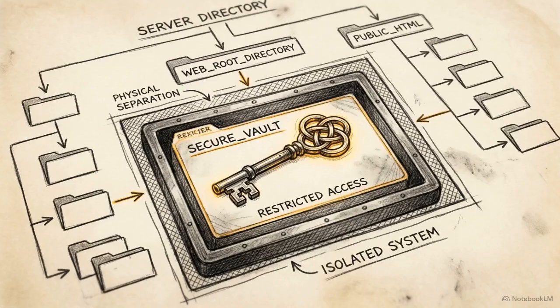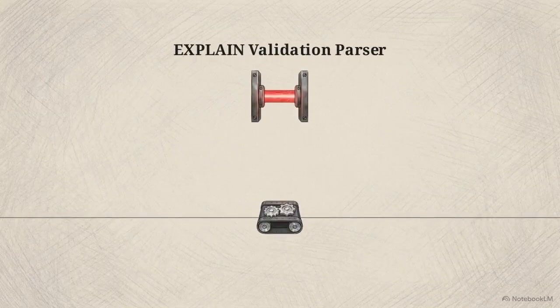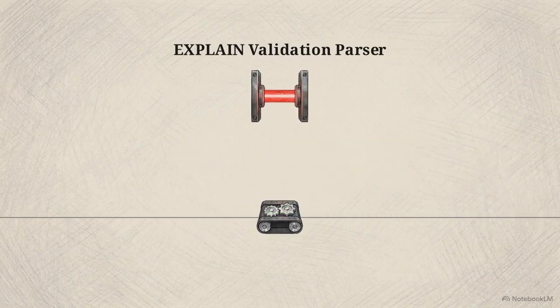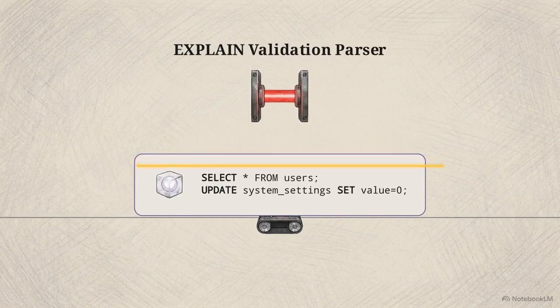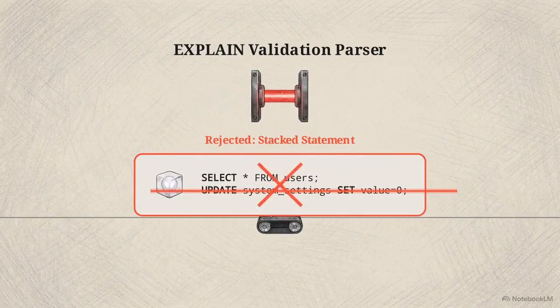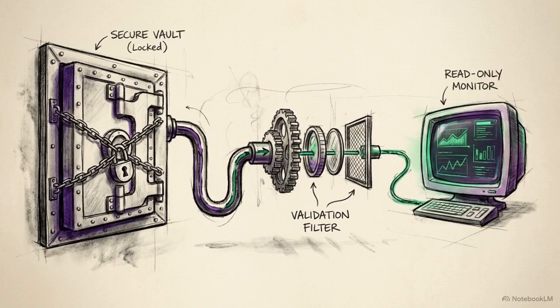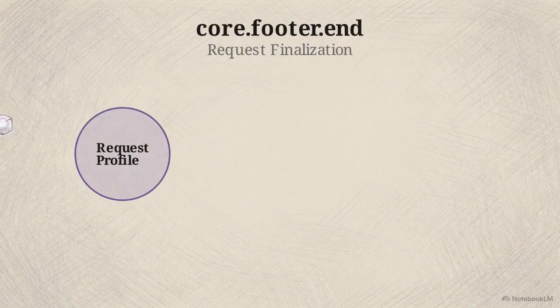Once authorized, the request passes to a validation parser that ensures the input contains only a single statement. The parser enforces strict constraints. The query must be a read-only SELECT or a common table expression where the top-level command is SELECT. Stacked statements are rejected. Security in observability assumes that every diagnostic payload is a potential leak, requiring logical isolation before any value is rendered. This diagram shows the end of the request lifecycle at the core.footer.end termination event.